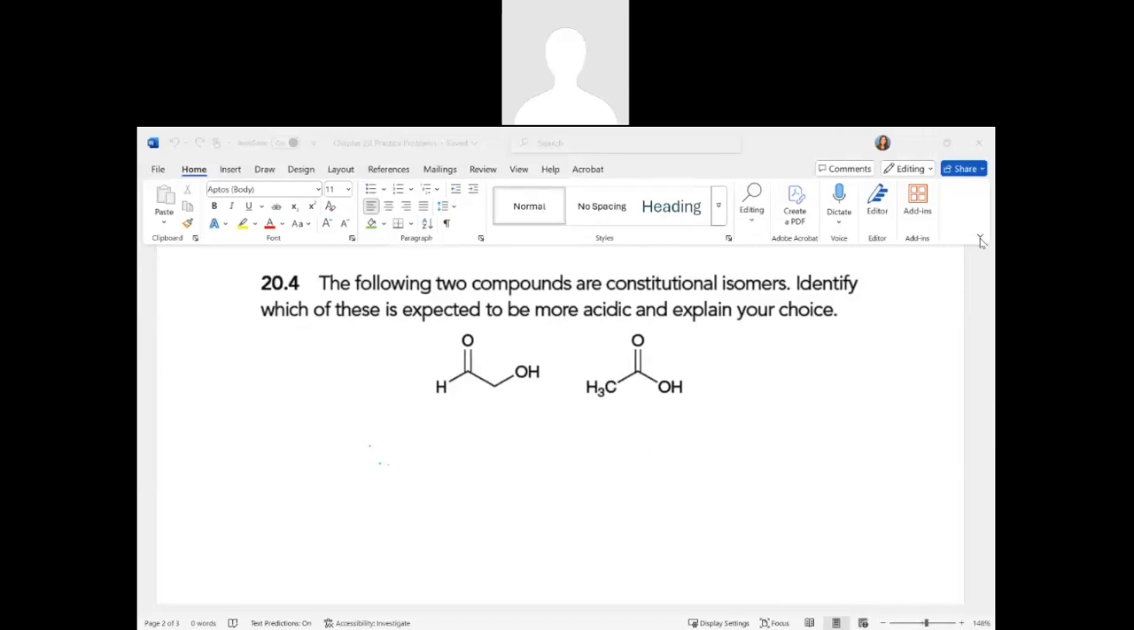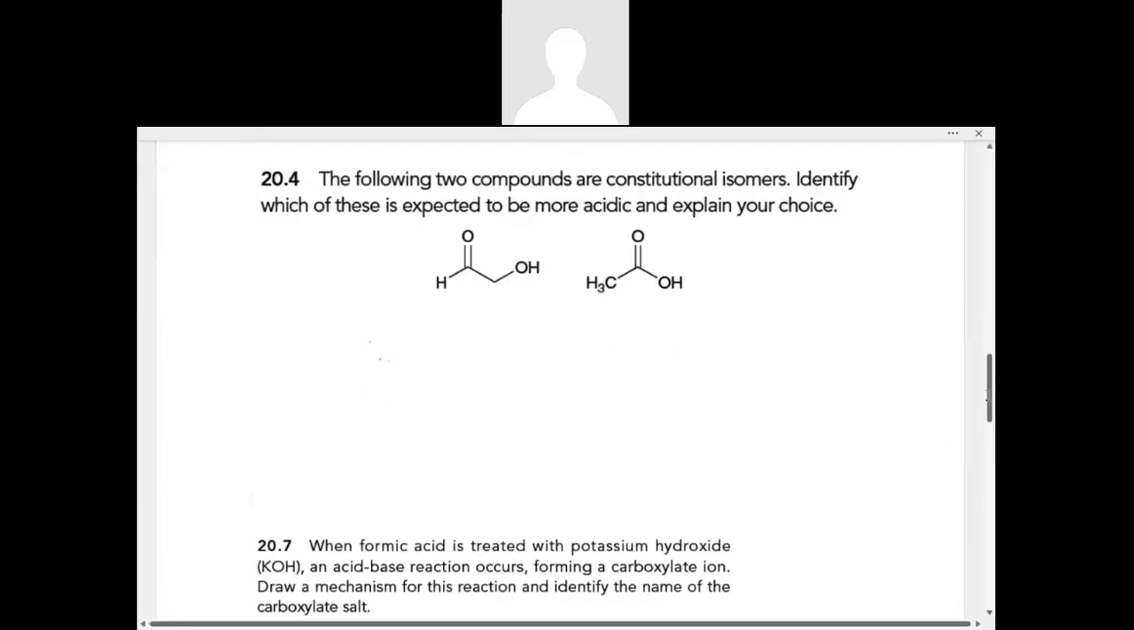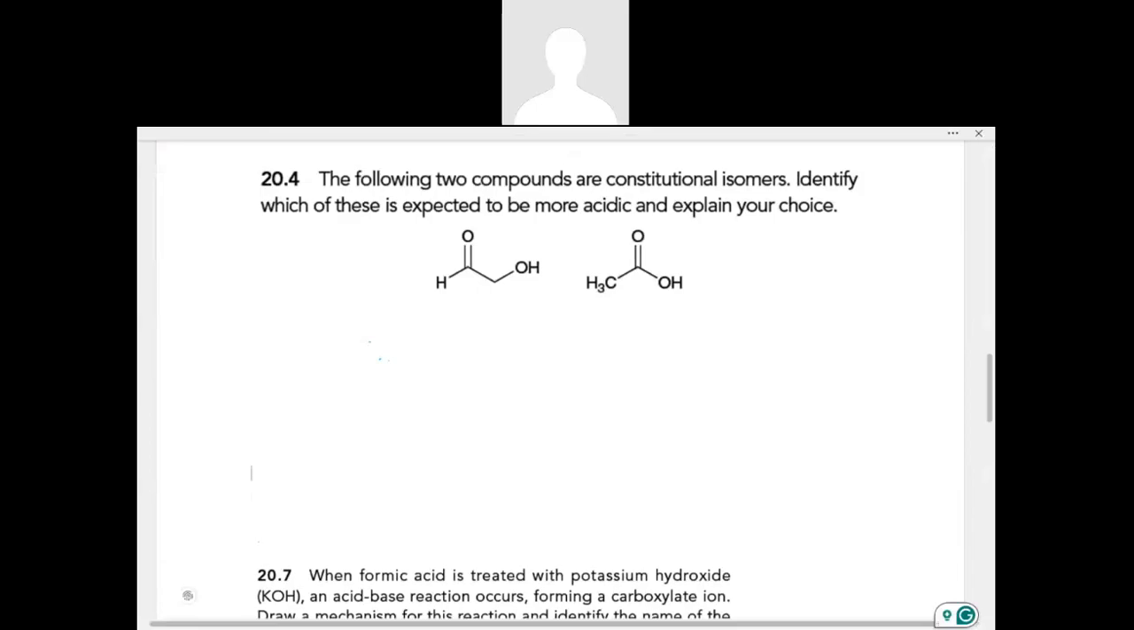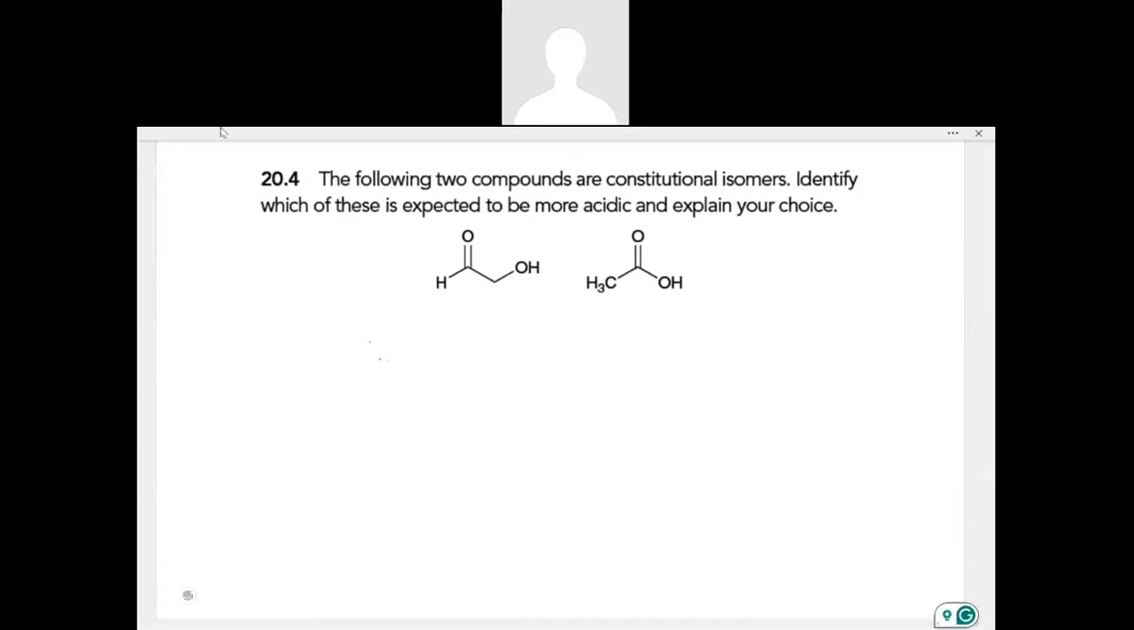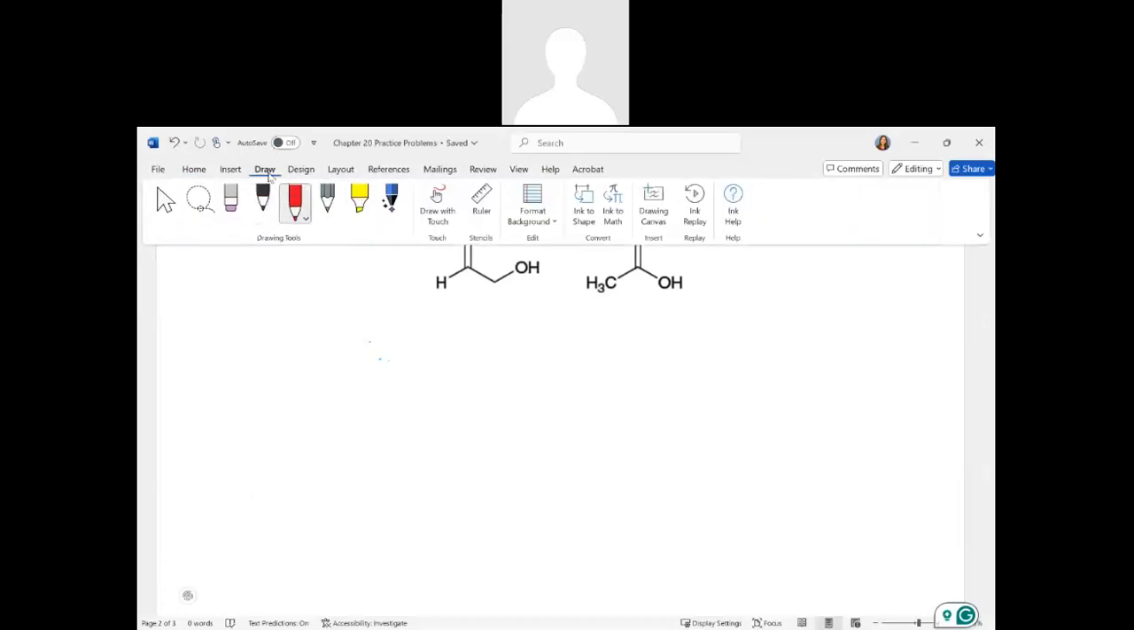We're told in chapter 20, problem 4 here, that we have these two structures that are constitutional isomers, so that we know they have the same molecular formula, but we're asked to determine which of these would be the more acidic compound, and then we'll also justify our choice as to why we make that decision.